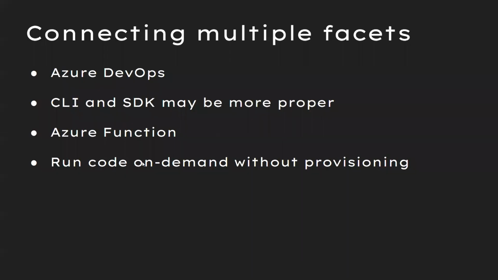Although I didn't show this in the PowerPoint, if we want to connect multiple phases of pipelines, we may use Azure DevOps to manage source code and deploy applications. When using Azure DevOps, SDK and CLI are two more proper ways than the GUI. In Microsoft Azure, we also have other services besides Azure DevOps to connect multiple phases with each other. For example, Azure Functions can allow us to run code on demand without provisioning or managing infrastructure.